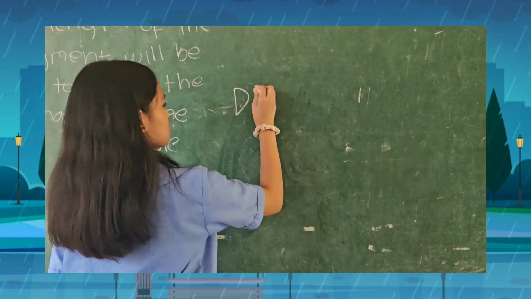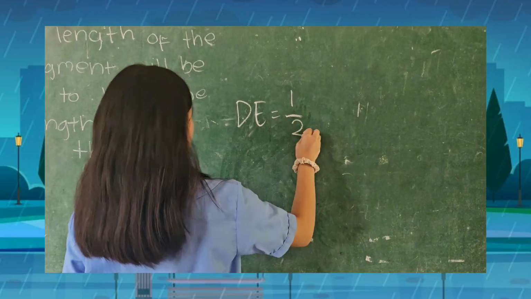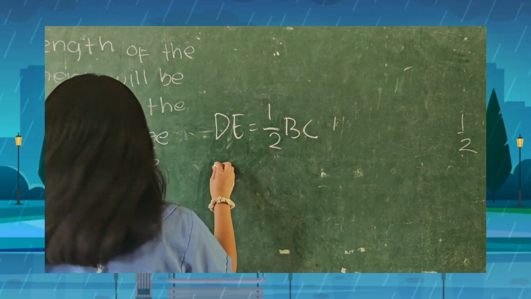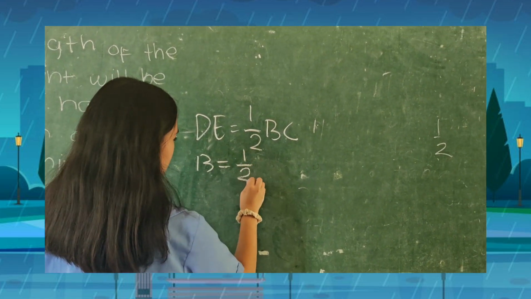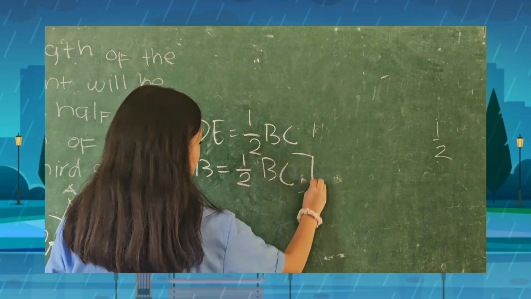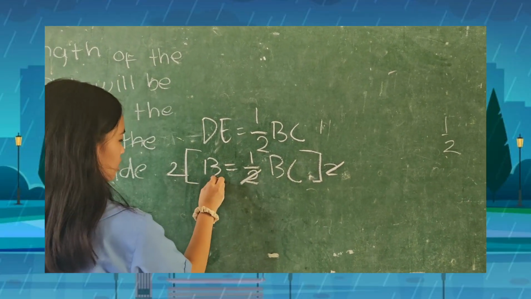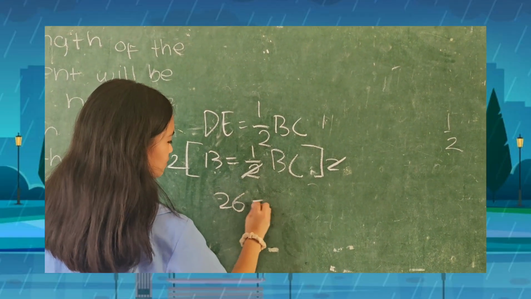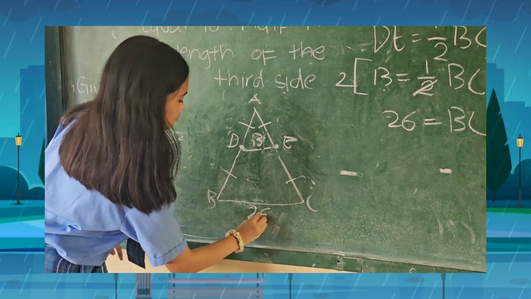DE equals to 1/2 BC. Ang DE natin ay 13 equals to 1/2 BC. I-divide natin both side by 2. Kakancel natin to, tapos ipag-times ko na lang ito at makukuha natin ang 26. Yan, pareho lang sila dito.